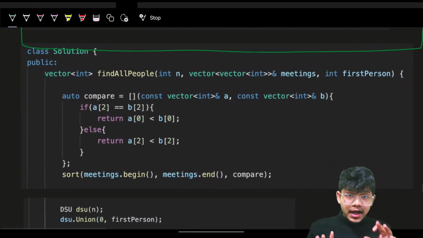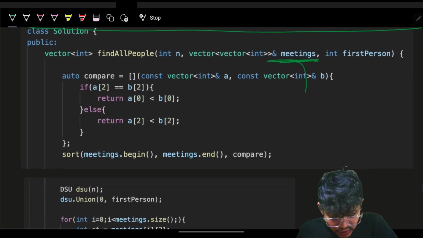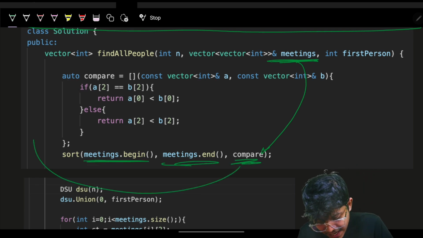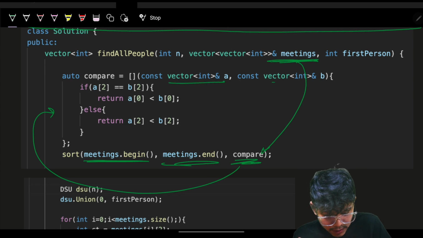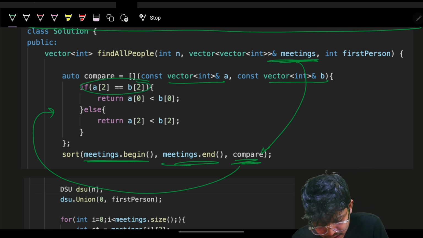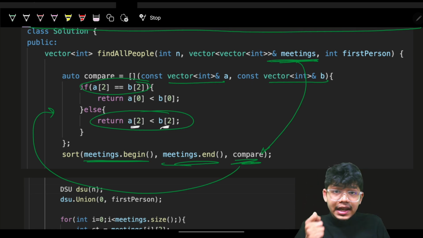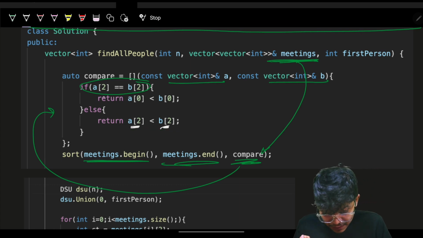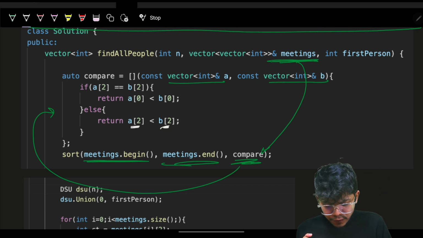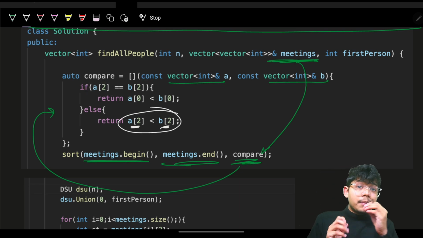Now comes the main part. As I told you in the beginning, we have some meetings, and we have to sort these meetings on the basis of their time. So I will sort the meetings using a comparator. I have a lambda function right here which accepts two vectors. I have to sort on the basis of time, which is a[2]. Whoever has a smaller a[2], which is nothing but time, just put that first. If it is the same, then sort on the basis of x. That's a default thing and is not required for you. The main thing is sorting on the basis of time.